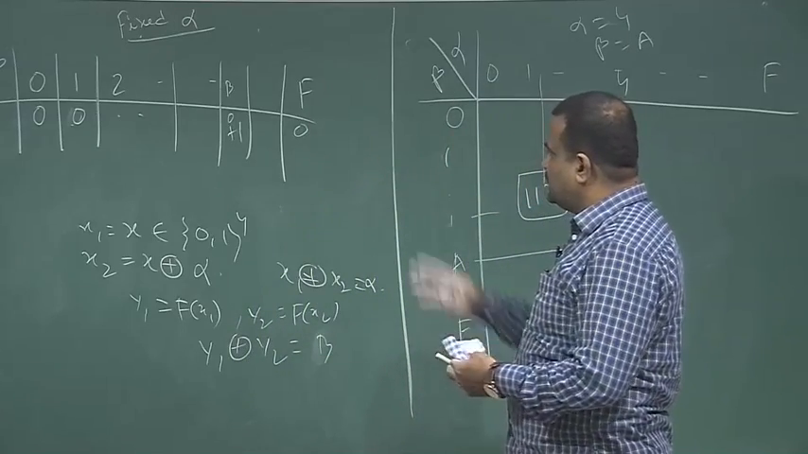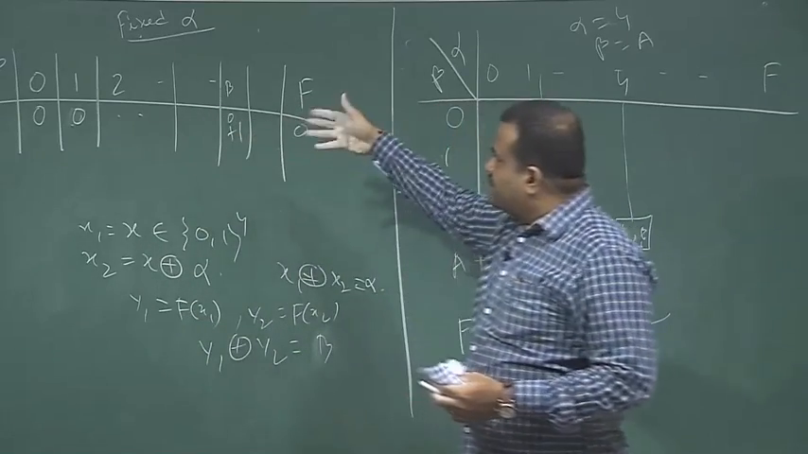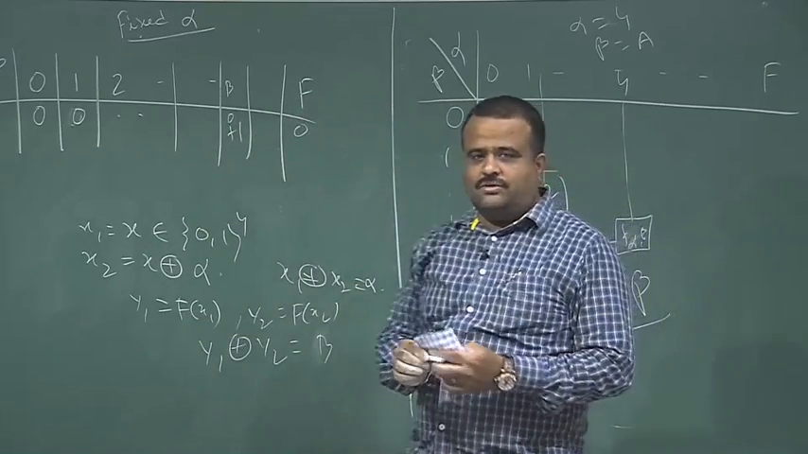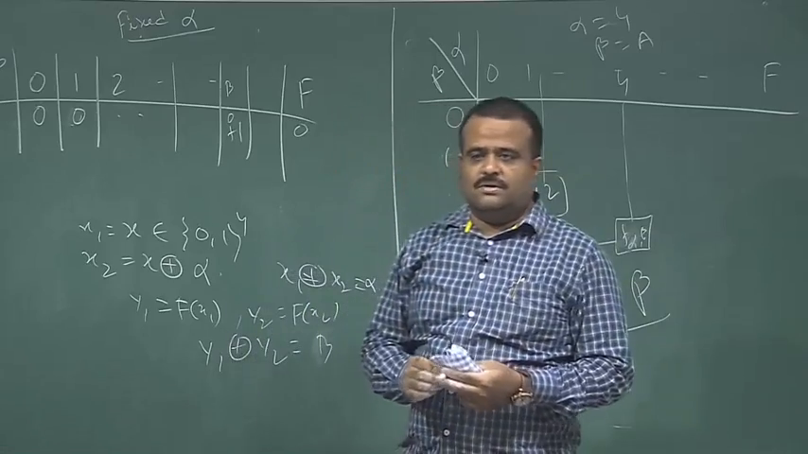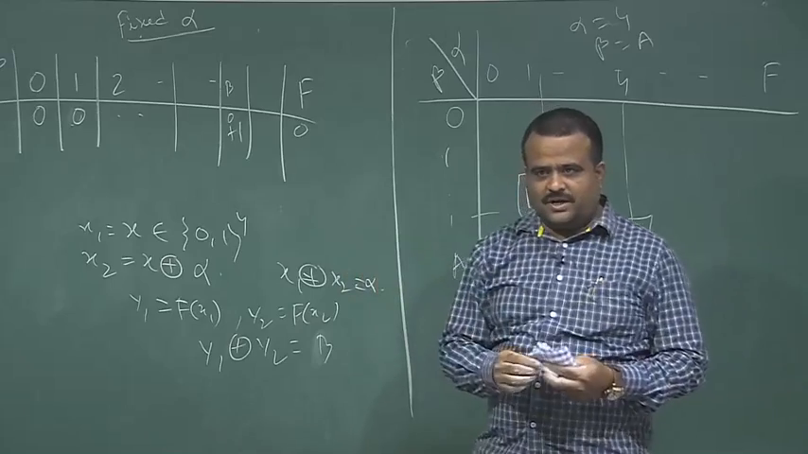Okay. I suggest you try to get this alpha beta for the SPN network which we have discussed in our block cipher. Just try to get some alpha beta for that, and see whether such an alpha beta exists or not.